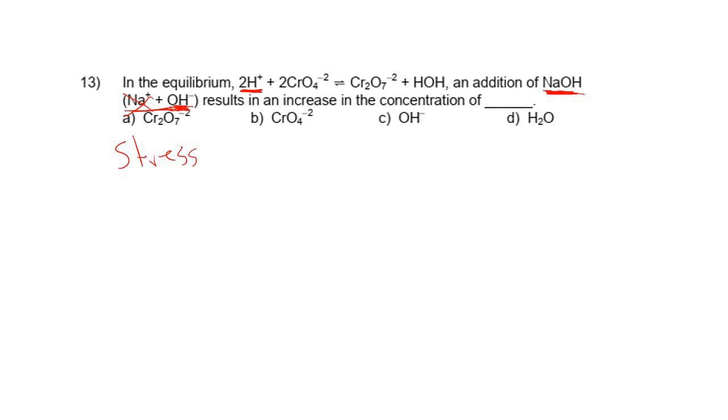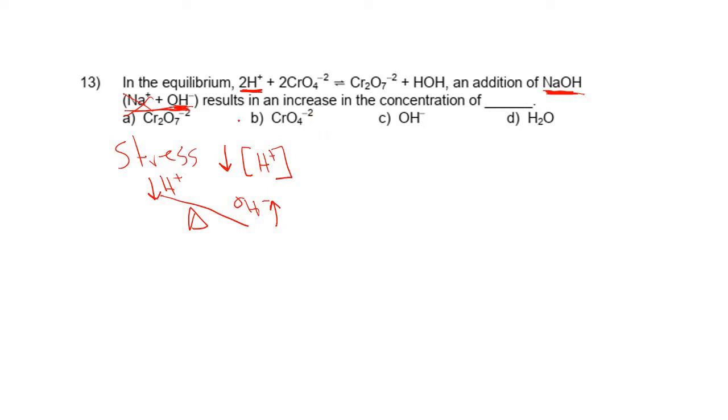So by adding a base, remember our seesaw with H plus and OH minus. Let's think back to our seesaw with our H plus and our OH minus. If we add OH, what does that do to our amount of H? It goes down. So our stress is really a decrease in H plus.